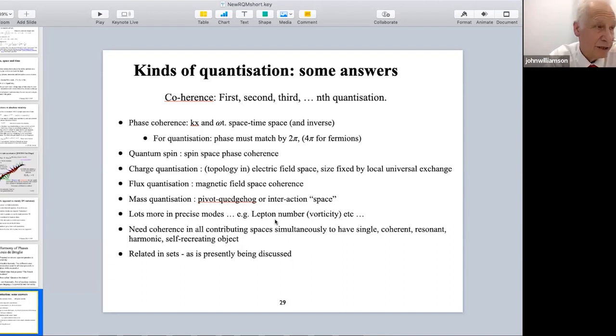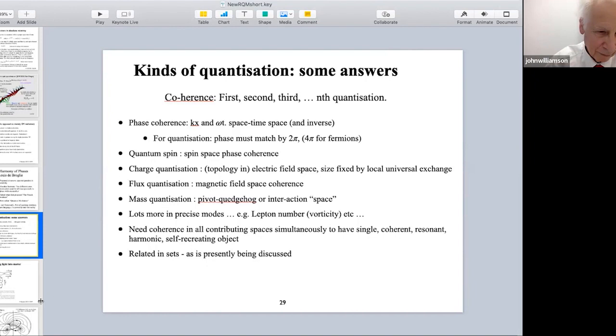For example, lepton number is a harmonic coherent configuration that is conserved over certain kinds of interactions. And there are a whole set of these things, but they can all be understood in terms of these kinds of quantization. To have a single coherent resonant object, you need all of the coherences to happen. These coherences are really extra constraints on whether or not something can exist or not. For something to exist, it has to be able to self-recreate itself continuously. Otherwise, it's not there. Well, and these things are related in sets, as we're discussing at the moment.